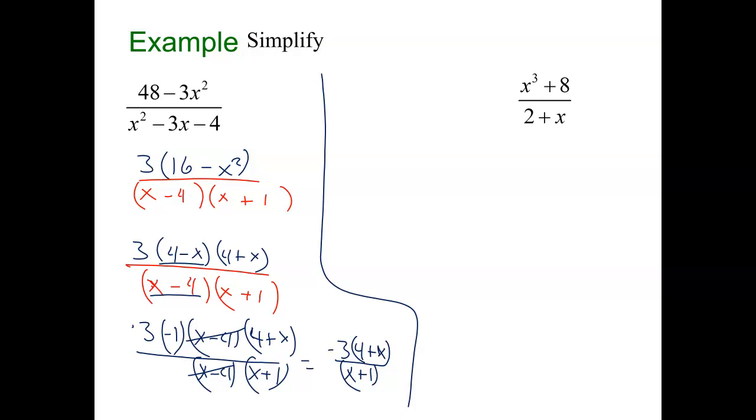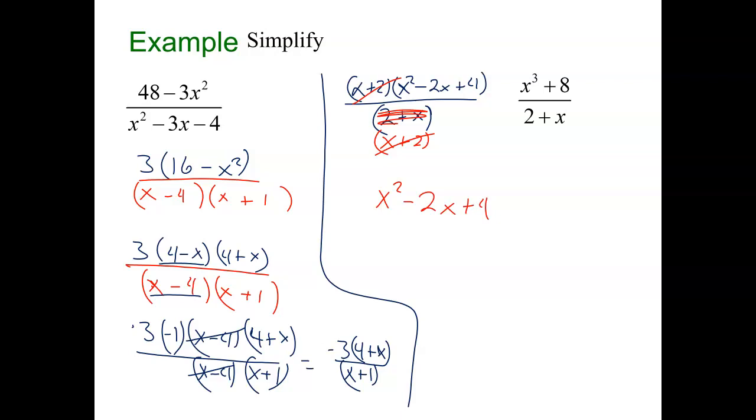x cubed plus 8. Yeah, it's a sum of cubes. I've got a sum of cubes, so I've got x plus 2, x squared minus 2x plus 4. That's my sum of cubes formula, and then I've got 2 plus x. Do I have anything in common? x plus 2 and 2 plus x, because this is essentially x plus 2 using the commutative property. So then those eliminate, leaving me with just the quadratic. I have nothing left in my denominator, so it's over 1. You don't need to write over 1. It's not going to make a difference.